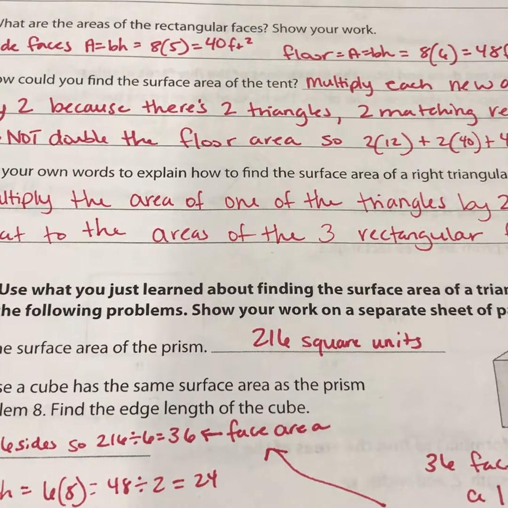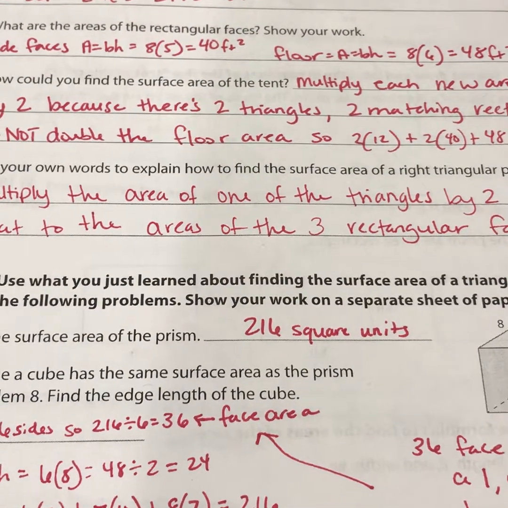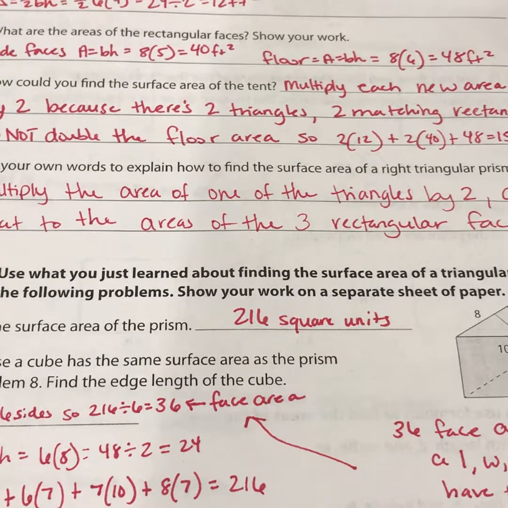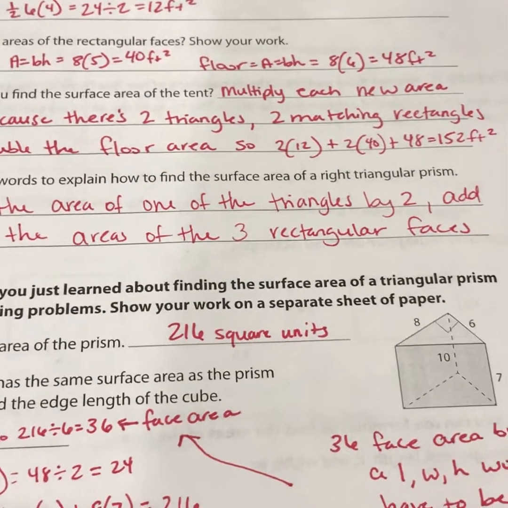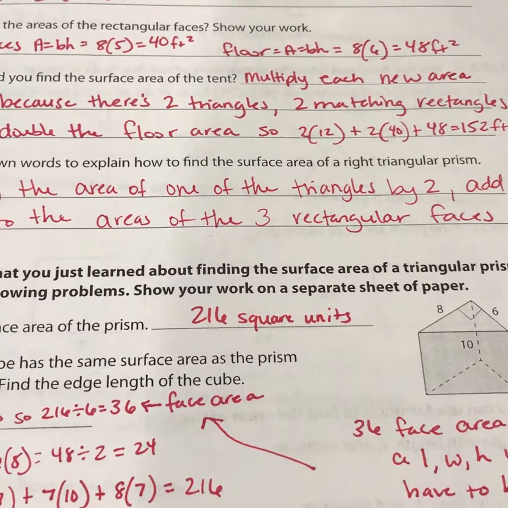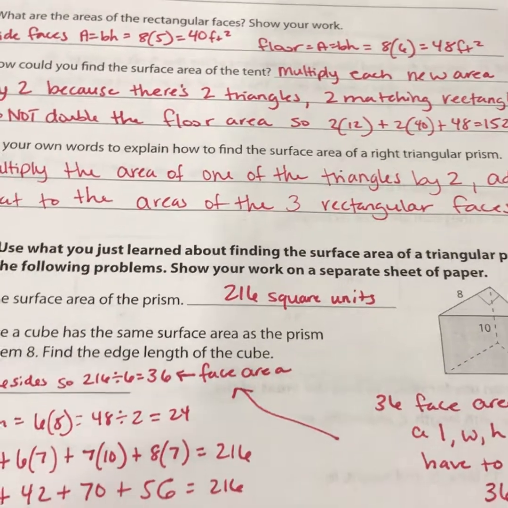So do you have to find the areas of 5 different figures? No, the triangular bases will be the same. 2 of the rectangular sides will be the same, and then the floor area. So you will have to find the area 3 different times.